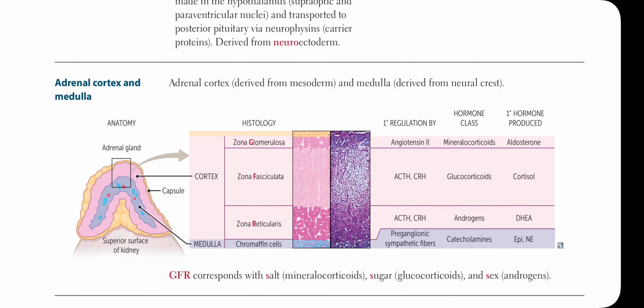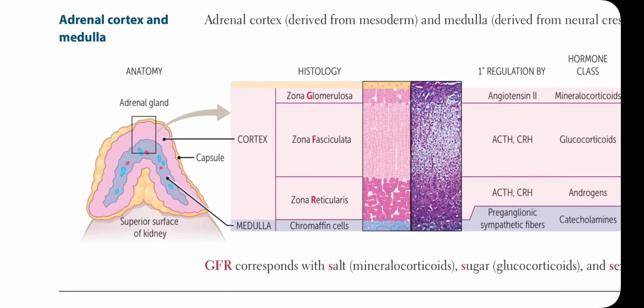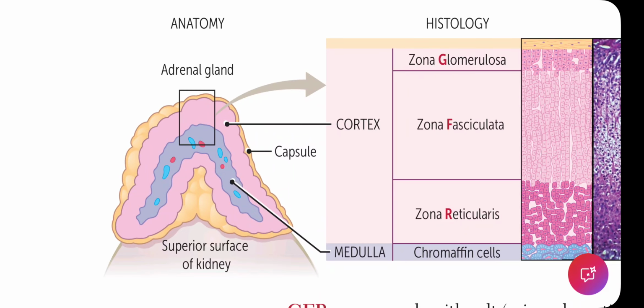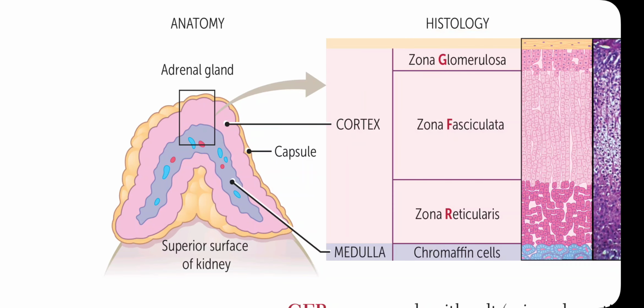Then we're talking about the adrenal cortex and medulla. The adrenal gland itself is at the superior surface of the kidney. We are looking at this picture right now, so you can see this is at the superior surface of the kidney, and it has these layers of the medulla, and then the cortex, and then there's the capsule.